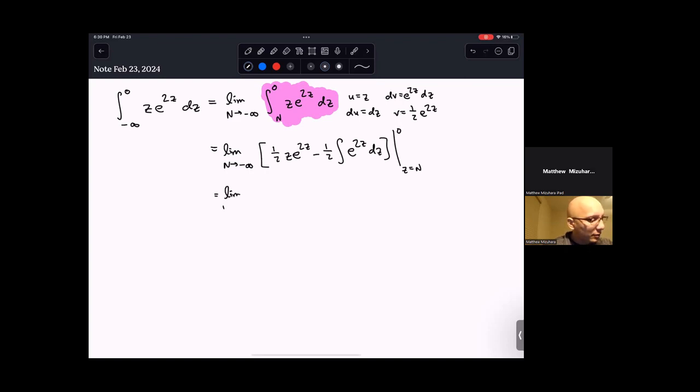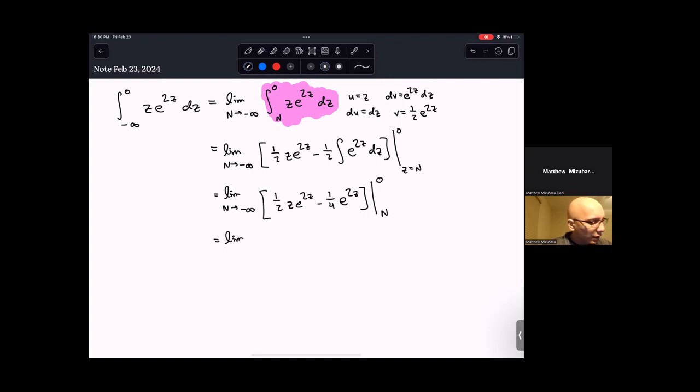So now what do I get? This is the limit as n approaches negative infinity. I need to complete my integration, so I'm going to copy down 1/2 z e to the 2z minus, now integrate e to the 2z. That's another half in front, so it's minus 1/4 e to the 2z evaluated from n up to 0.